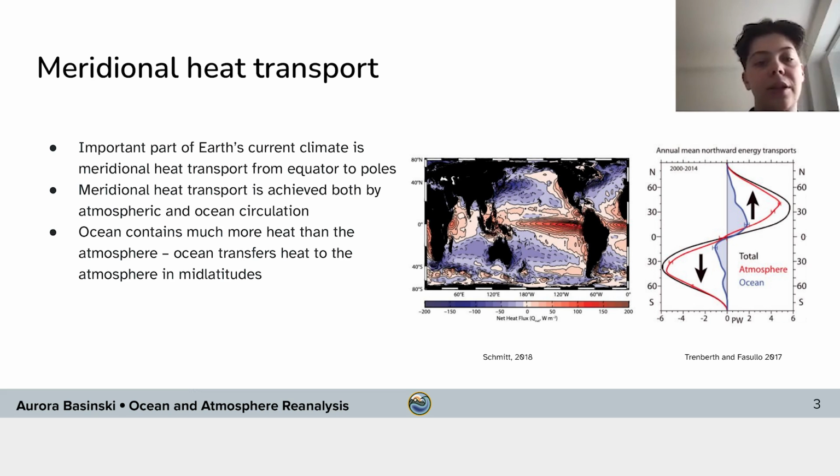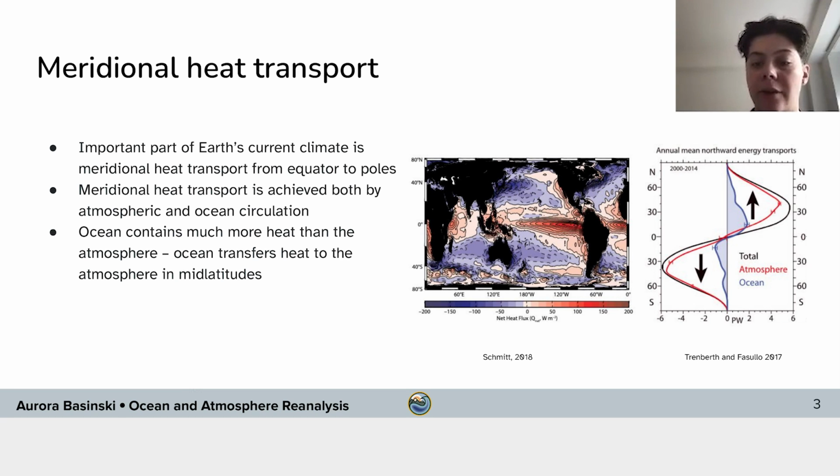The ocean doesn't only contribute to this through its own circulation and its own transport. As we'll talk about on the next slide, the ocean contains much more heat than the atmosphere. So in addition to doing some of this heat transport on its own, the ocean also transfers heat to the atmosphere, particularly in the mid-latitudes, for example.